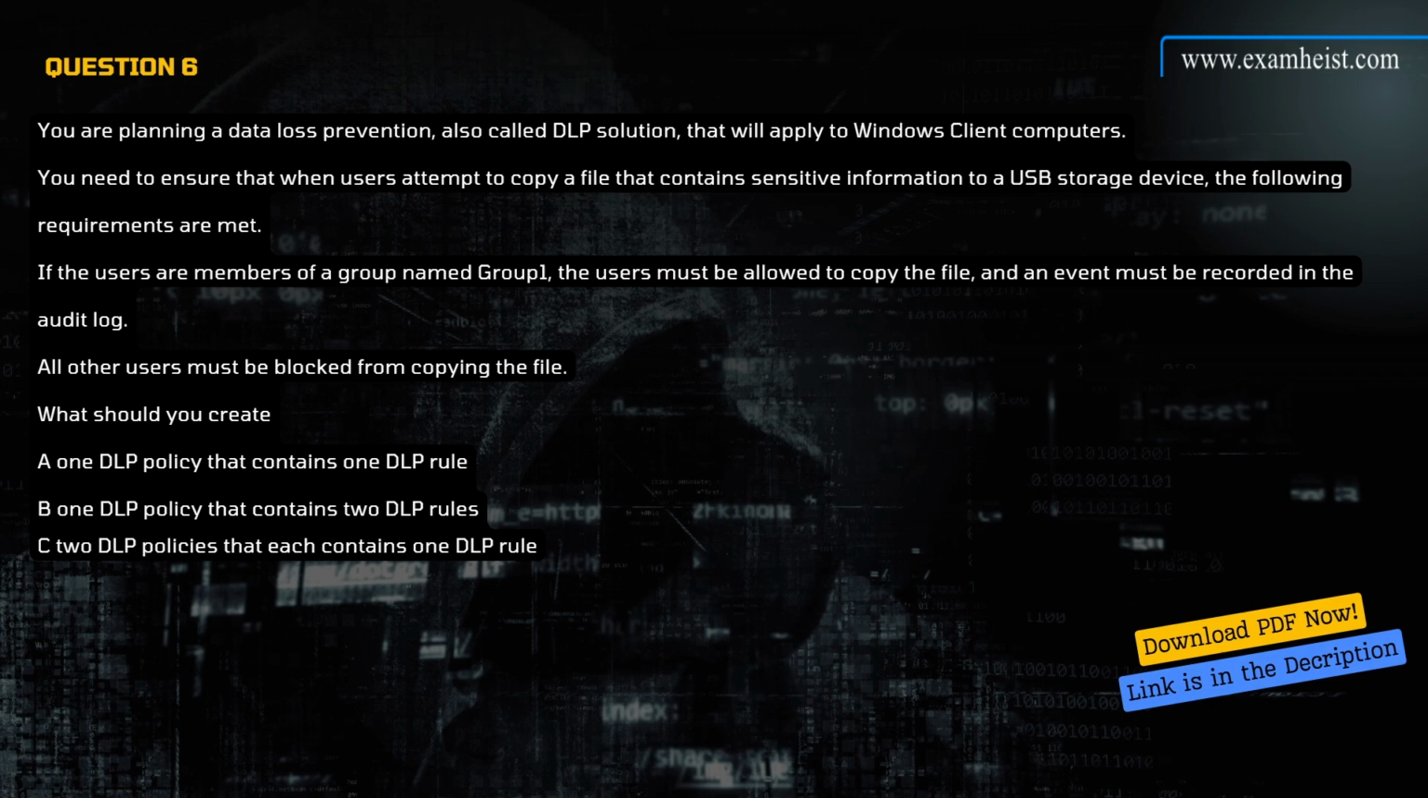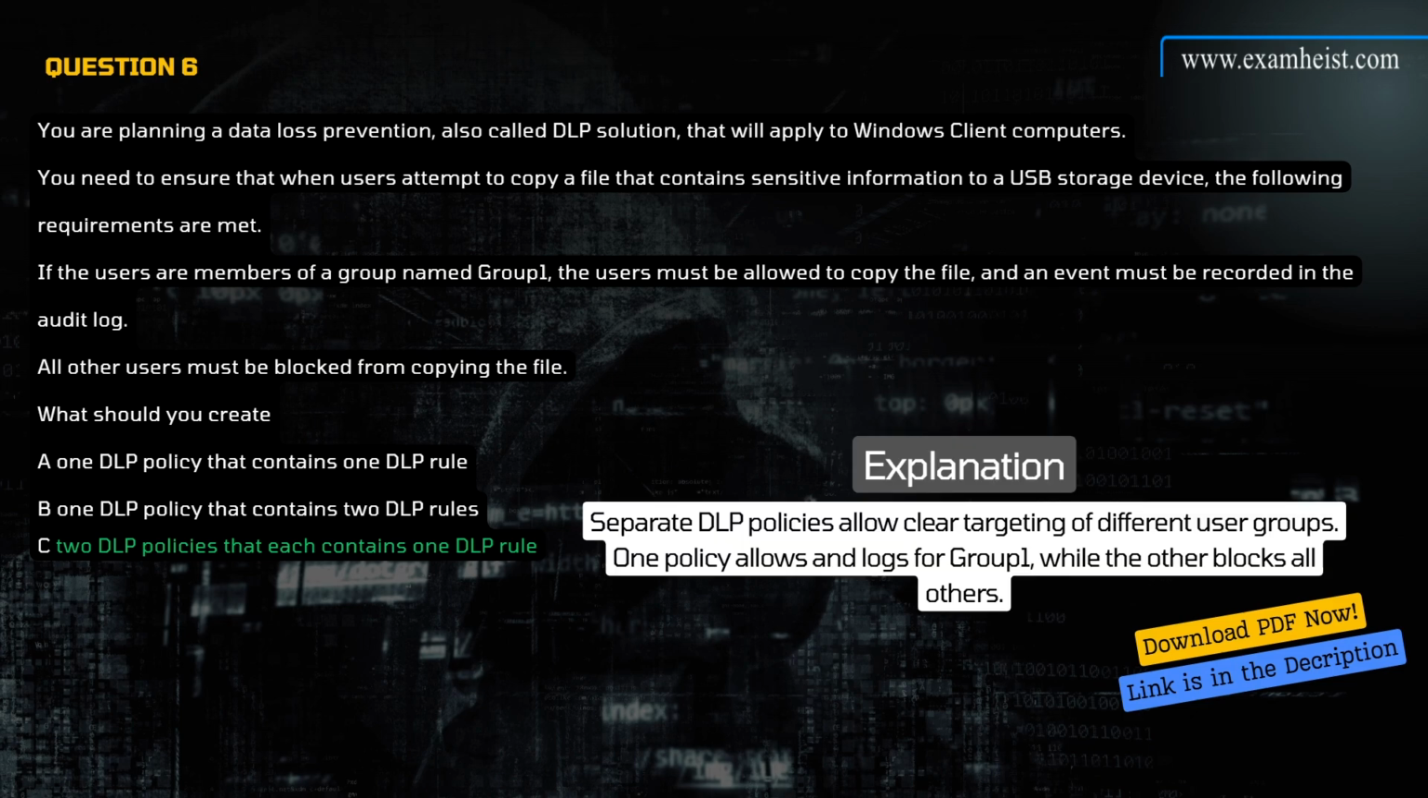What should you create? A. 1 DLP policy that contains 1 DLP rule. B. 1 DLP policy that contains 2 DLP rules. C. 2 DLP policies that each contain 1 DLP rule. Correct answer is C. Explanation. Separate DLP policies allow clear targeting of different user groups. One policy allows and logs for Group 1, while the other blocks all others.